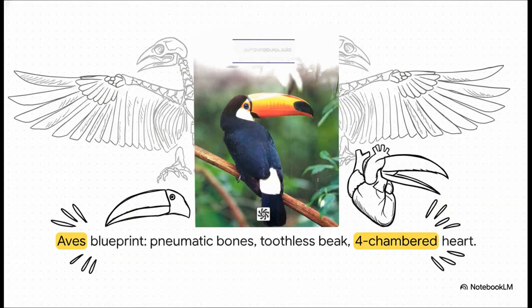And springing right from that reptilian lineage, we get birds, or class Aves. Think about the specific features of a bird, like a toucan. Literally, everything about the avian blueprint is ruthlessly optimized to handle the massive energy demands of flight. Those heavy, bony jaws are replaced by a super lightweight, toothless beak.